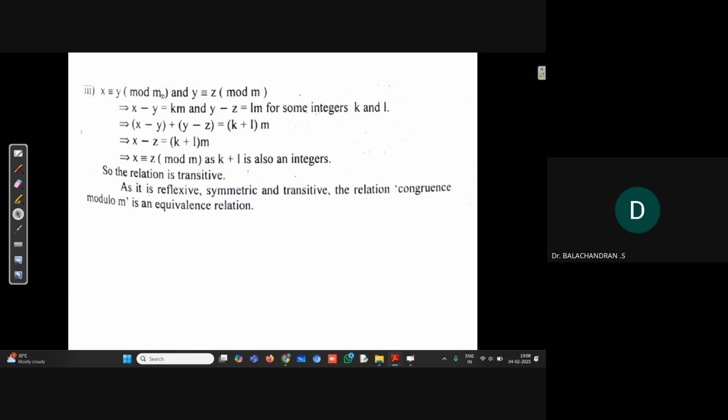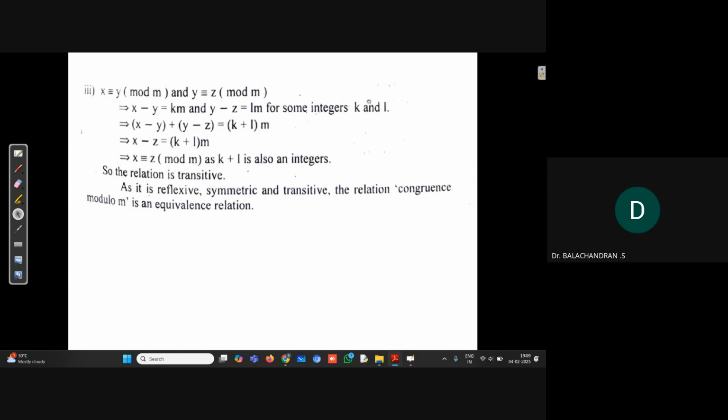Divisible by m, and hence x minus y is equal to some k into m. Similarly, y is congruent to z mod m implies y minus z is divisible by m, and hence you can write y minus z equal to some l into m for some integers k and l. Now if you add x minus y and y minus z, the left hand side, the right hand side is what? K plus l into m. So y gets cancelled. X minus z equal to k plus l into m.